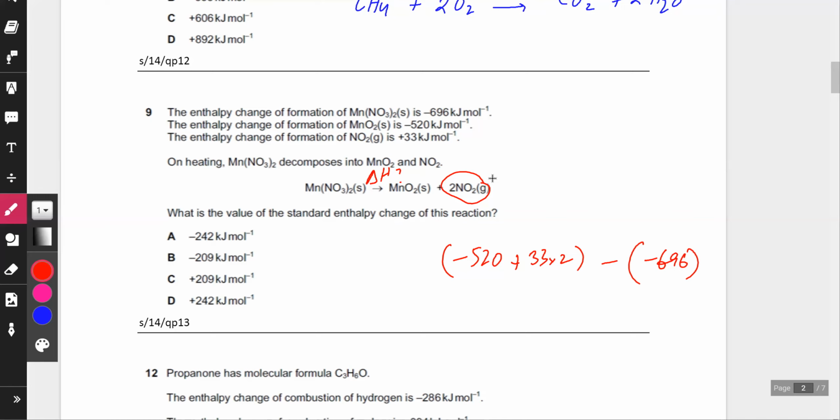Just let me check one second to confirm. I think it was 209 for this one. So it's minus 520 plus 33 plus 66 basically. And then you subtract or you add what? 696? Yeah, it is D. That's D.